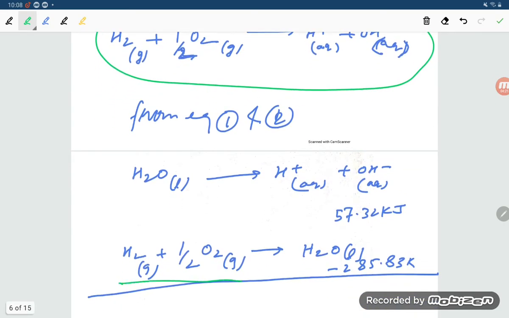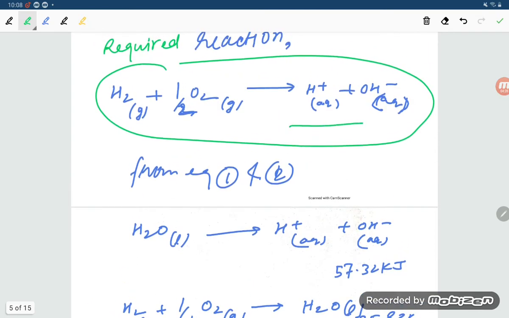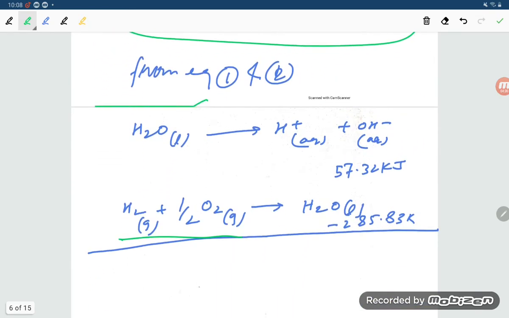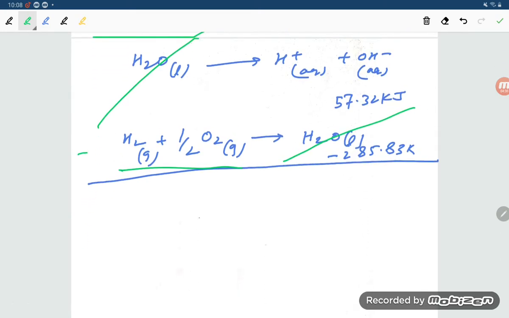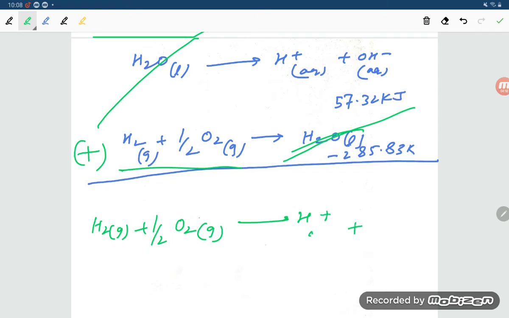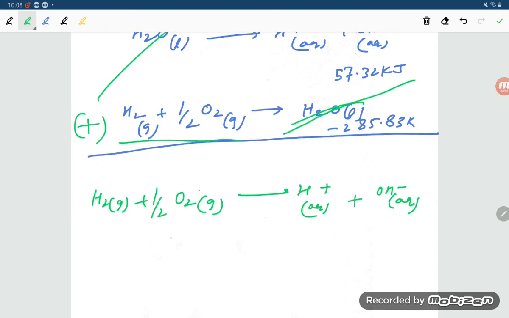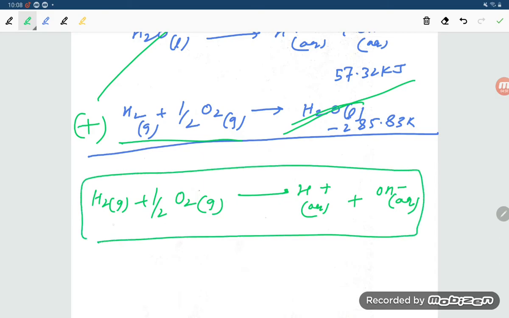H2 plus half O2 is on the left side and H plus plus OH minus is on the right side. H2O cancels out. Now add both equations. So what you get is H2 gas plus half O2 gas giving, with H2O cancelled, H plus aqueous and OH minus aqueous.